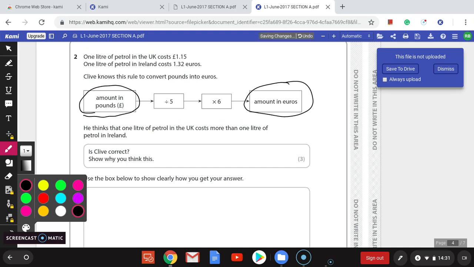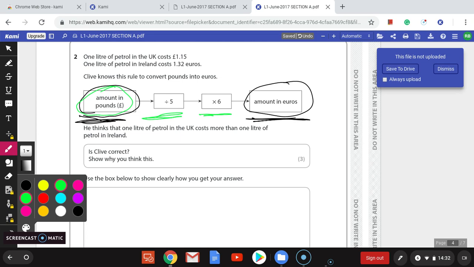So maybe you put in here, you put potatoes, and out here you get crisps, something like this. Okay? Function machines are actually really straightforward. They're good questions because they're always the same. You start with whatever it says in the box here, so the amount in pounds, 115. You carry out this operation next, this operation afterwards, and then you end up with your answer, in this case, in euros.